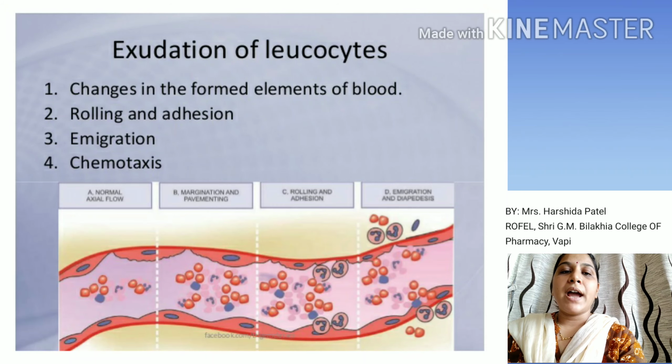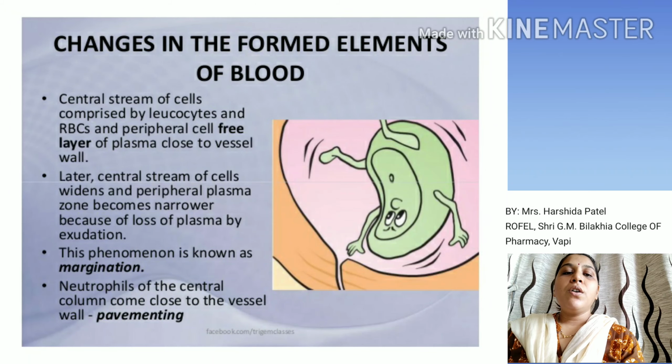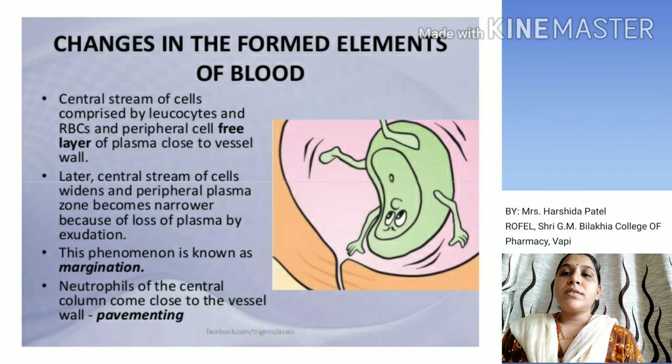Now after that, when these central cellular components get closer towards the periphery, close to the vessel wall, this process is called pavementing. What is it called? It is called pavementing. While the narrowing of the plasma zone is called margination. Okay, so both processes combined are called margination and pavementing.